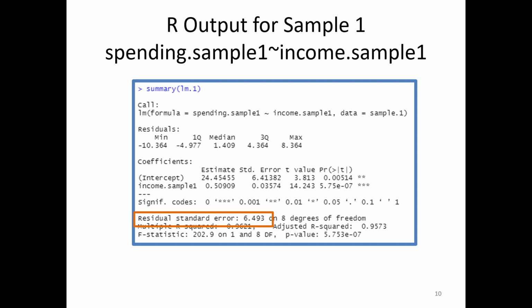So luckily we don't have to do that. R does it for us, and it is highlighted here in the orange. Residual standard error, 6.493 on 8 degrees of freedom. That 8 degrees of freedom is the n minus 1 minus k, or the number of variables in the model. So in this case we have one variable in the model. We also subtract another one for the intercept, and so we have degrees of freedom of 8 and a residual standard error of 6.493. Perfect, it matches up with our calculations in Excel.